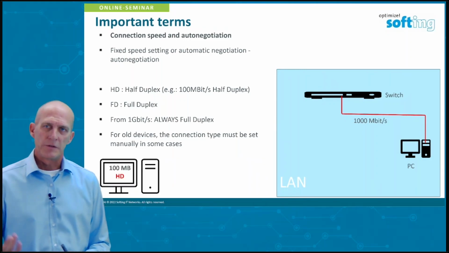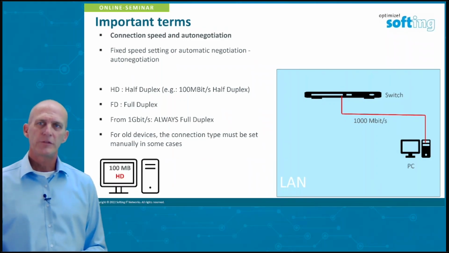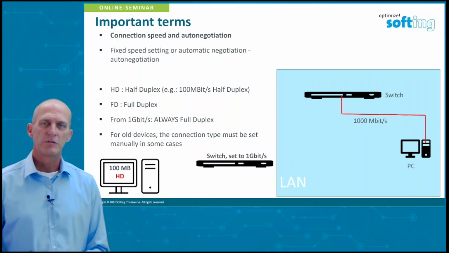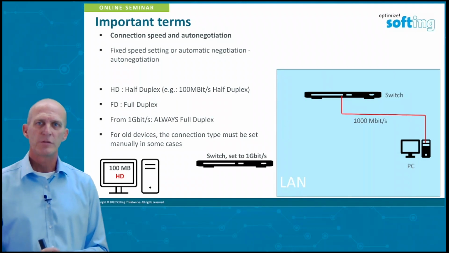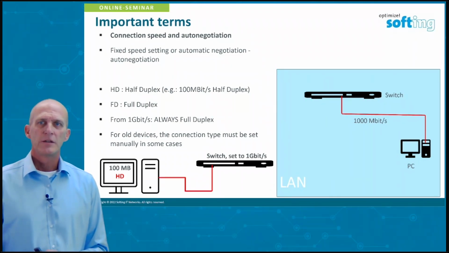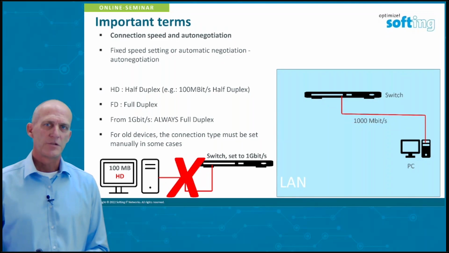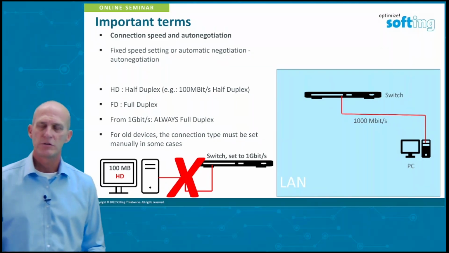Just coming back to that example, be careful with that. If you have a 100 megabit half duplex computer and you want to connect that to a switch with 1 gigabit auto-neg, they will not connect to each other. So be careful with older devices or older networks.